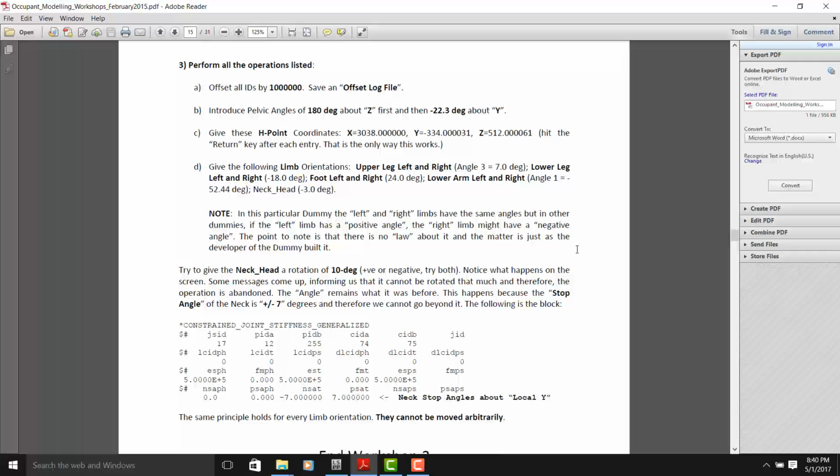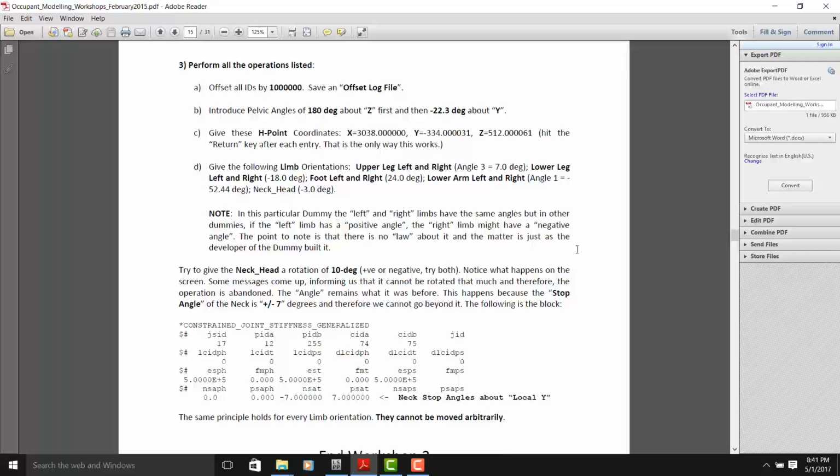And then I've said try to give the neck head a rotation of 10 degrees. And you can notice that some messages come up informing us that it cannot be rotated that much, and therefore the operation is abandoned. The angle remains what it was before. This happens because the stop angle of the neck is plus minus 7 degrees, and therefore we cannot go beyond it. And I've given you the following block for the neck stop angles. You can see minus 7 degrees, plus 7 degrees about the local y-axis, I believe.